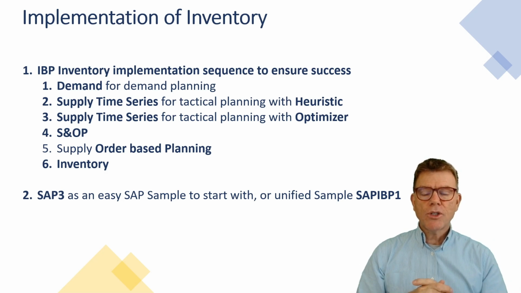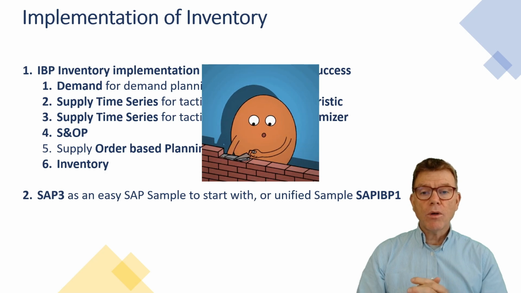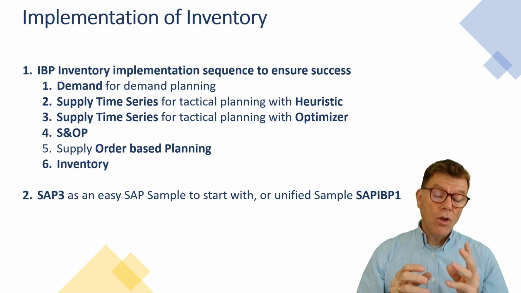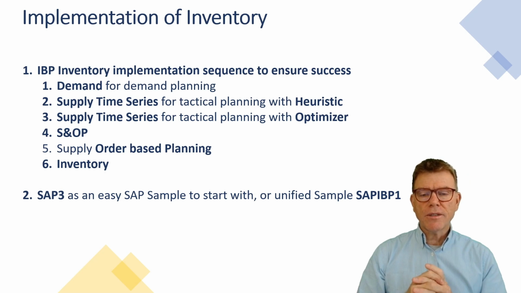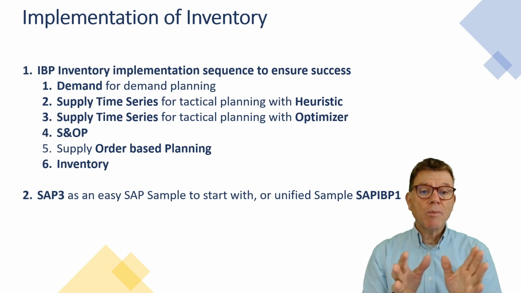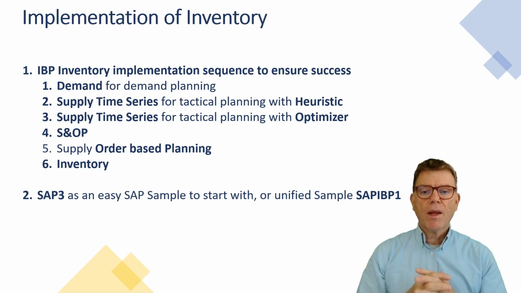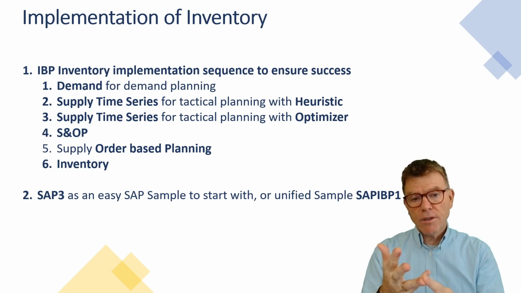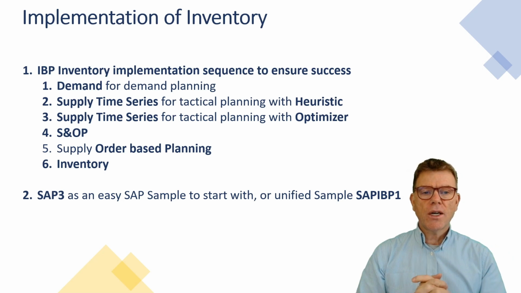Second point, which is where to start from when implementing IBP. You have two samples, which are these predefined solutions from SAP. These are not productive, and I've already written articles on that, but they are good starting points. SAP 3 is only focusing on inventory, whereas SAP IBP 1 is the unified proposition, which includes demand, supply, optimizer, and inventory. So decide which elements you want to start with.